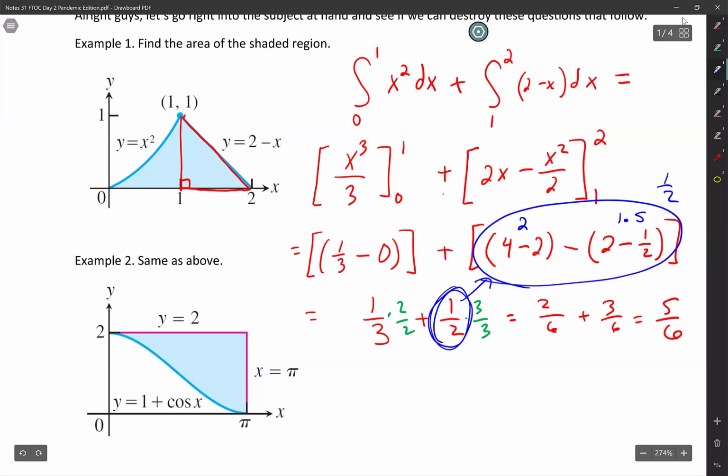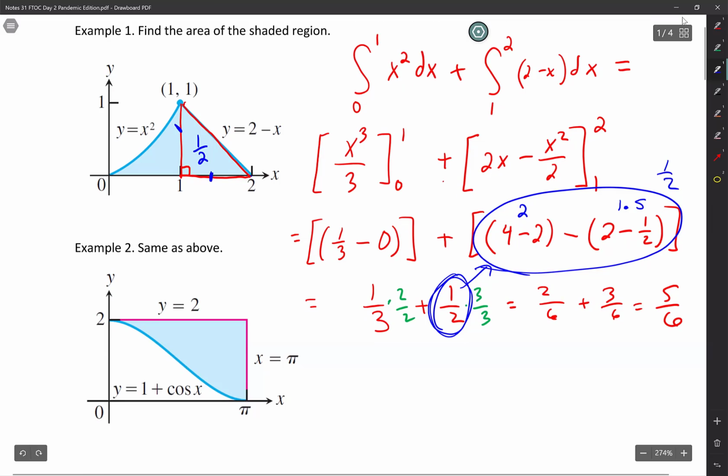So let's see. The difference between 2 and 1 is 1, and the height is 1. 1 times 1 is 1, divided by 2, OMG, it's a half. So whenever possible, if you see something that is geometric and you don't want to calculate all this integrand, go ahead and find the area with geometry. Cool or not cool?